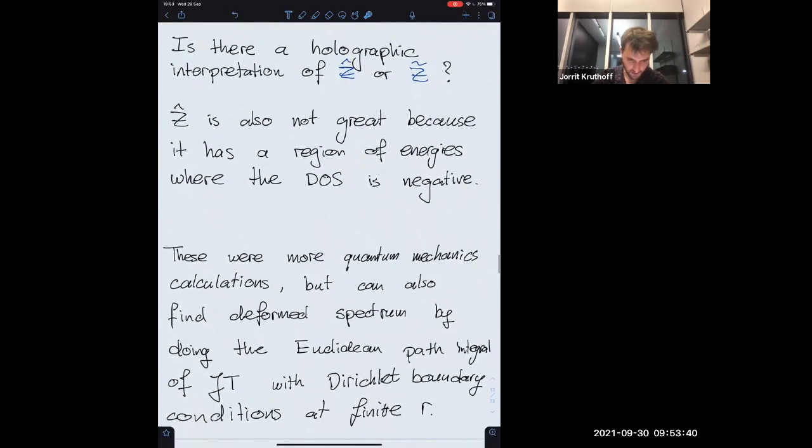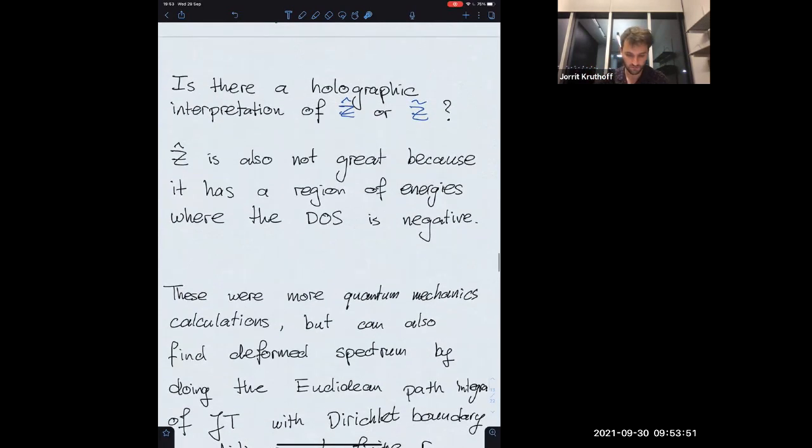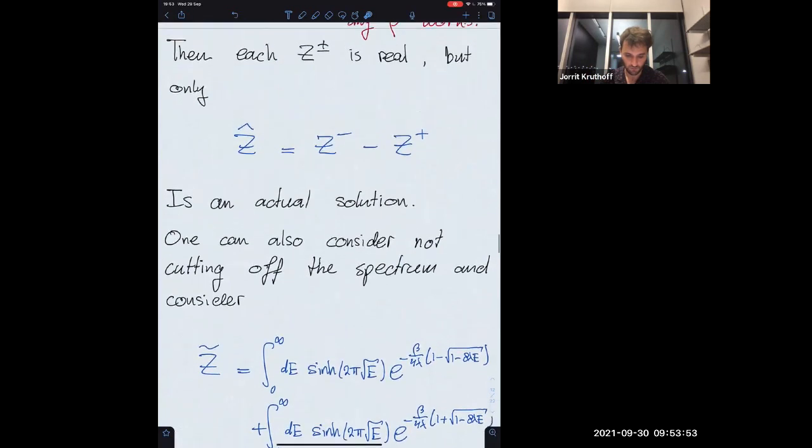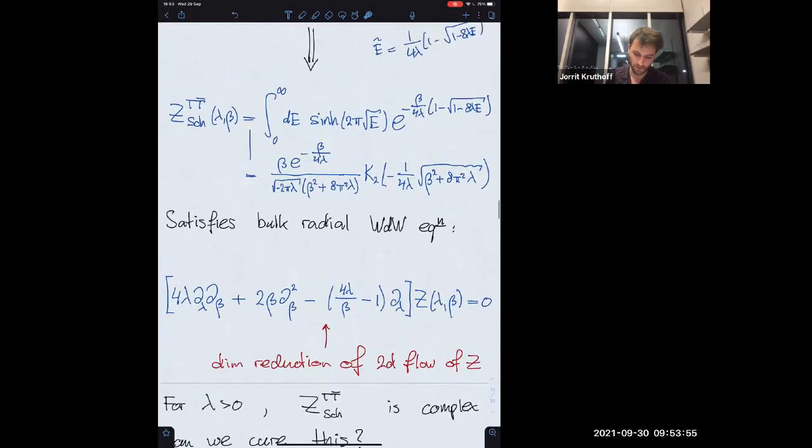As I already mentioned, there's more quantum mechanics reasoning, but there's also a Euclidean path integral calculation of this partition function, and then you also find this expression. So in that sense, you can derive it in different ways.